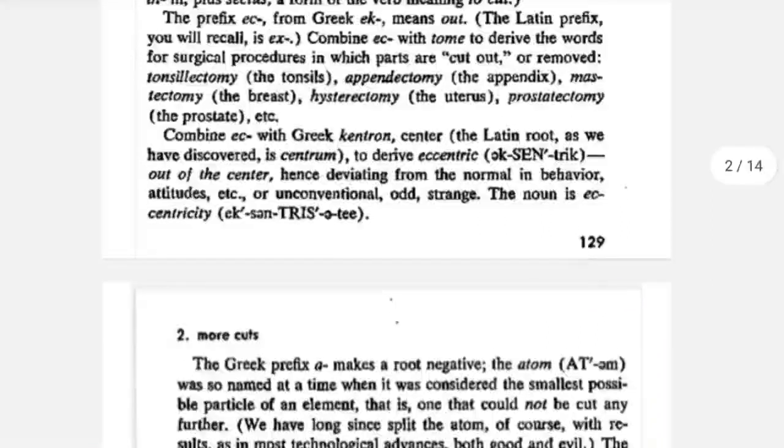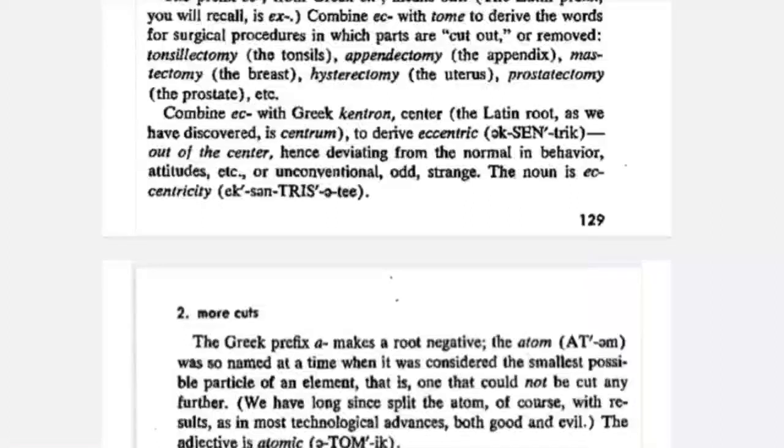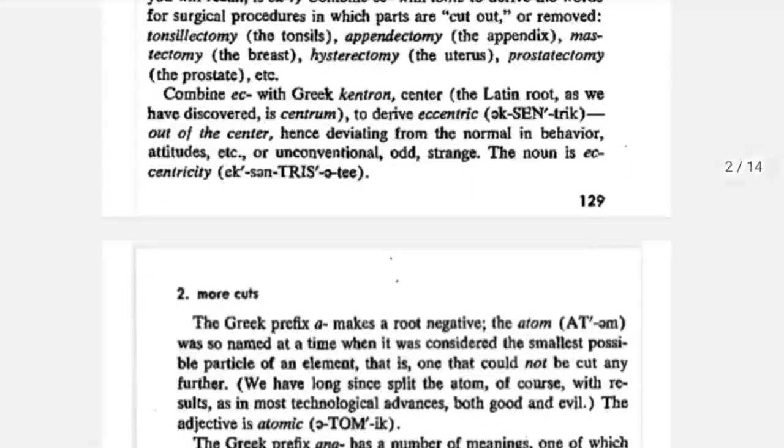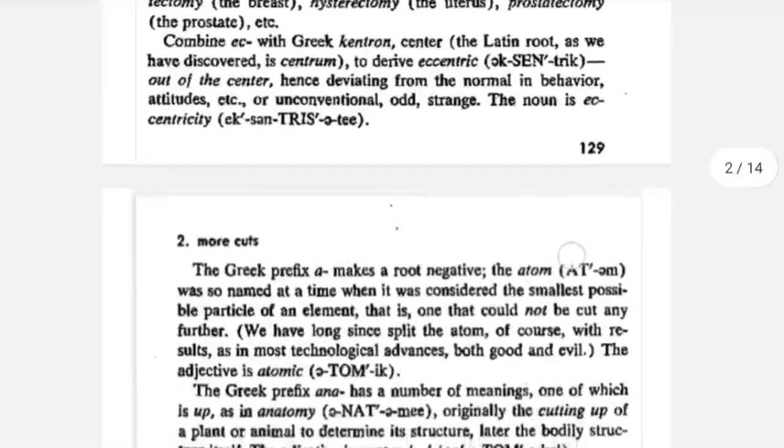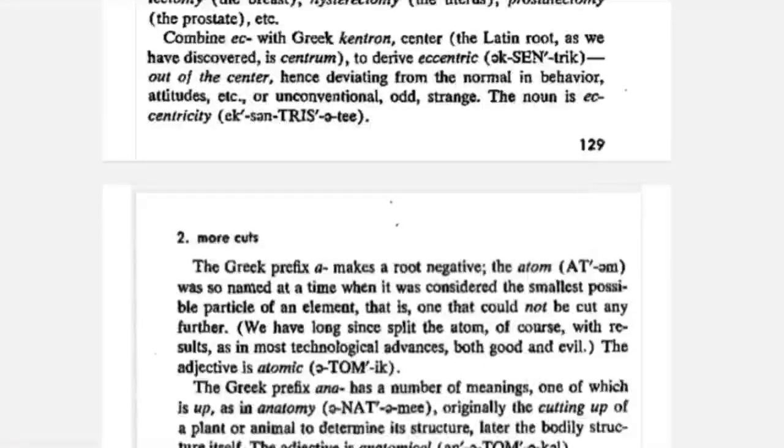The first word is tonsillectomy, which has the roots tonsil plus EC, which means out, plus TOM, which means cut. So tonsillectomy means an operation to remove a person's tonsil. The next word is appendectomy, which has the roots appendix plus EC plus TOM. EC means out and TOM means to cut. So appendectomy means an operation to remove a person's appendix.